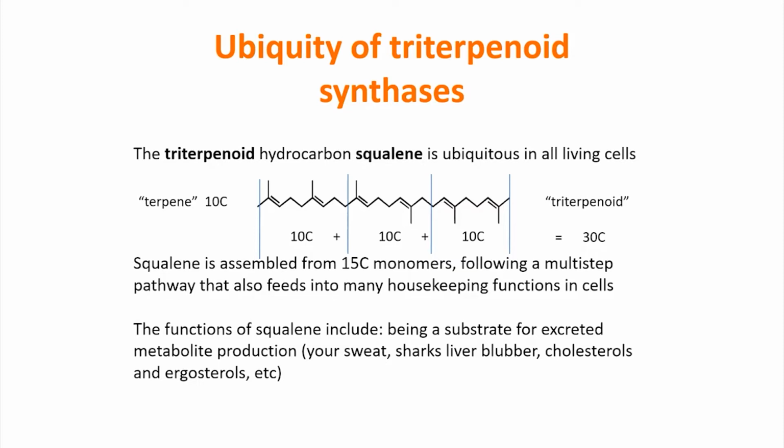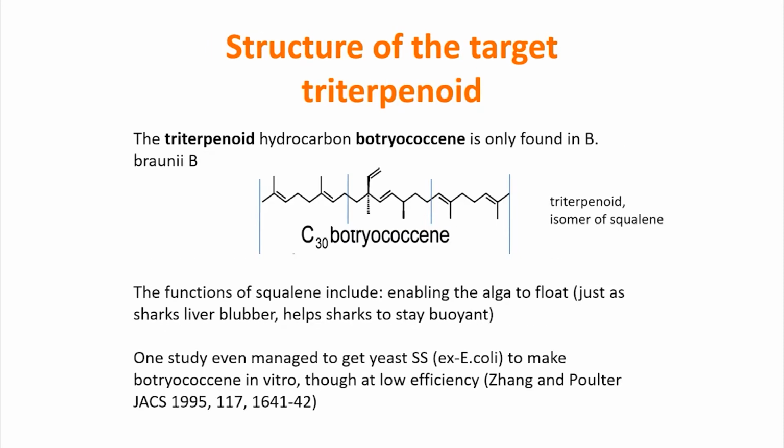Its functions are numerous, and it's usually excreted, being an oil. So it's in your sweat, shark's liver blubber. Cholesterols and ergosterols are not excreted, but they're intramembrane. The triterpenoid hydrocarbon botryococcene is shown here, and its function, as I've mentioned, is to enable the alga to float. Now it can also be used to store energy, but so it's also used in shark's liver, interestingly, to help the shark stay afloat or buoyant.